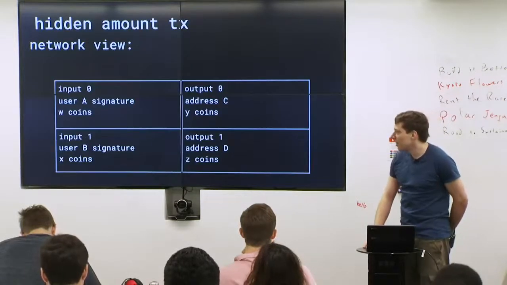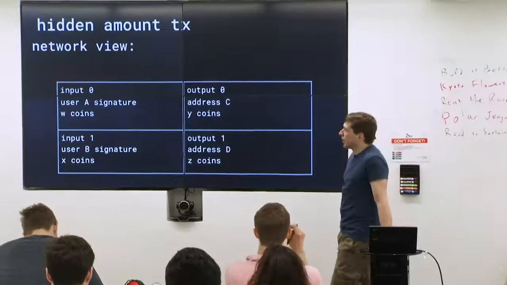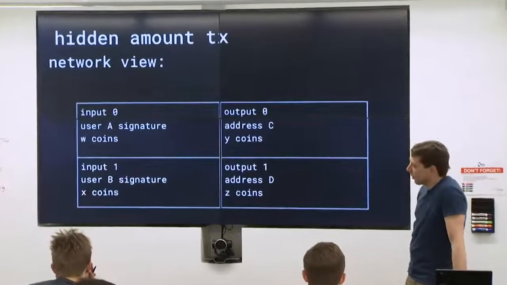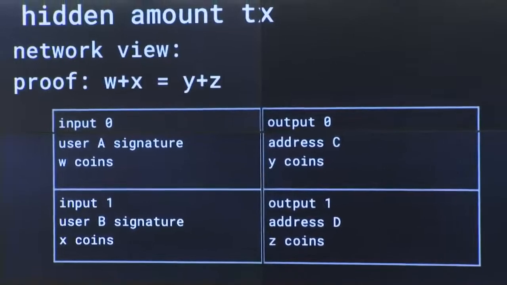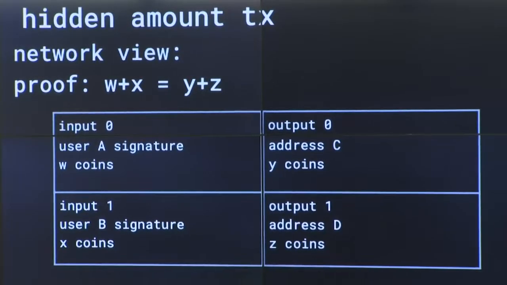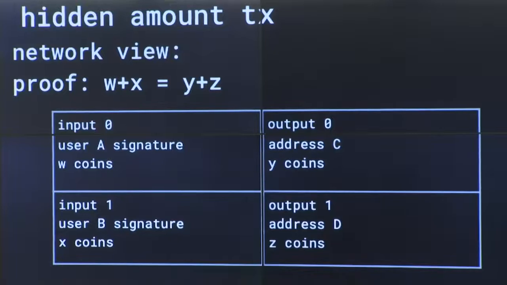Yeah, so wouldn't it be cool if the network sees, okay, there's W coins here, X coins here, Y coins here, Z coins here, and then we have a proof that W plus X equals Y plus Z, without telling you what W, X, Y, and Z are. Cool. Okay, let's do it. Any ideas?